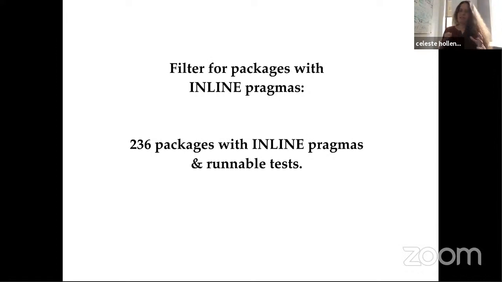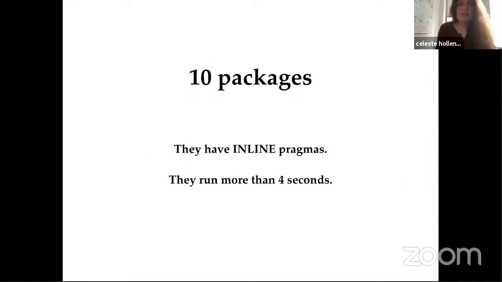So I take my Stackage packages and I filter them further. I want to look for packages that have inline pragmas. That leaves me with about 236 packages with inline pragmas and runnable tests. Among those, I further subselected because it takes me time to run these experiments. And I chose 10 packages, largely because they ran for more than 4 seconds each, some of them significantly more. It would be easier for me to see, if I make changes, a more dramatic improvement versus if they run for less than 1 second.